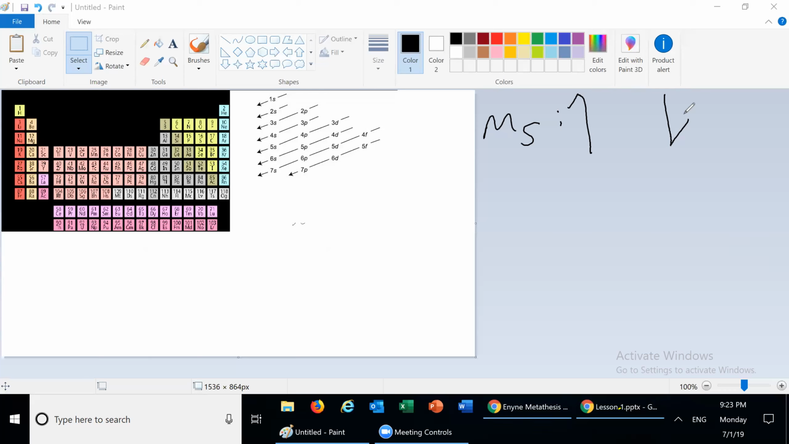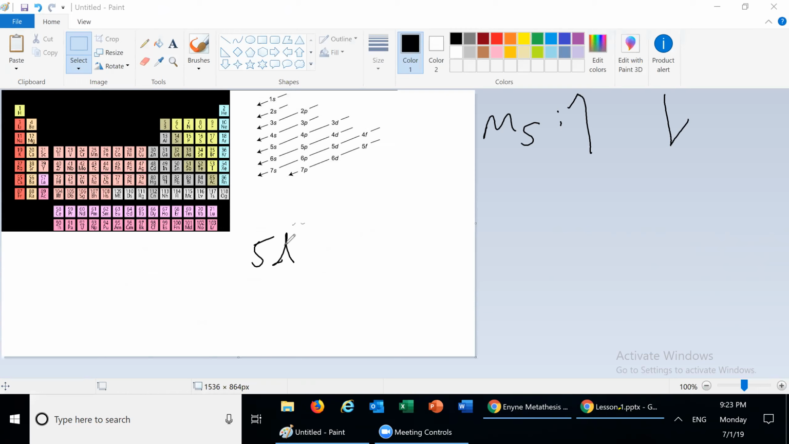Okay, let's do an example. The 5d electrons. So how many 5d orbitals are there? 10. Okay, so we can fit 10 electrons, right? But there's only 5 orbitals. And there are 2 spins. Yeah, but there's 10 electrons, right?